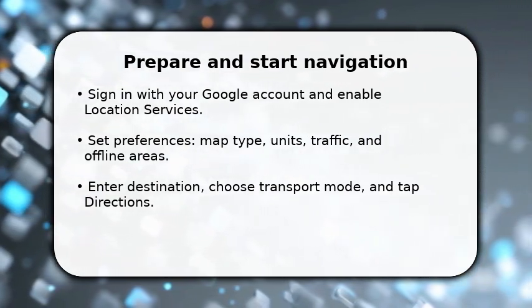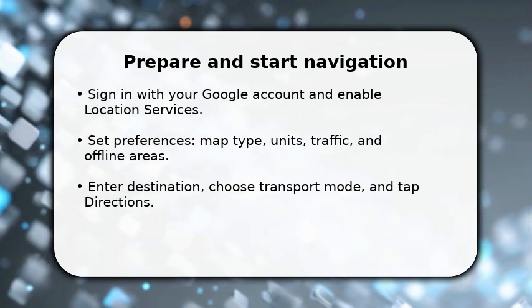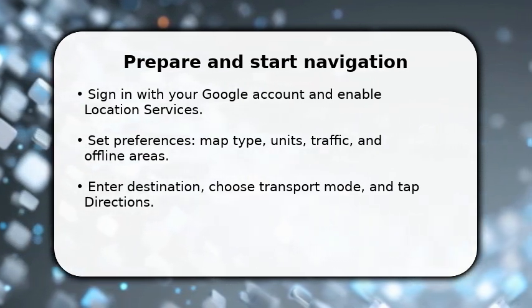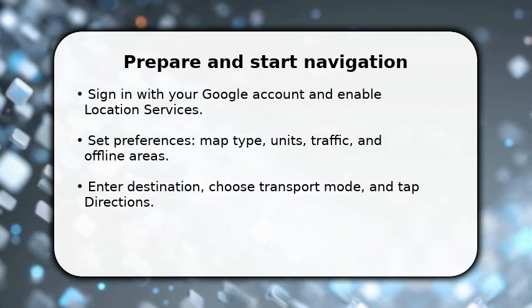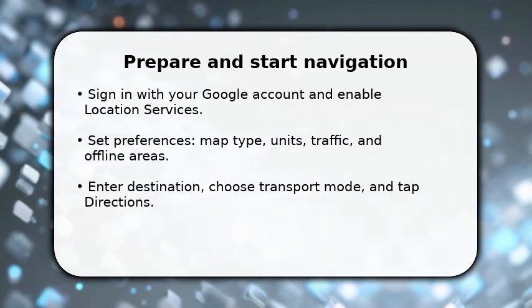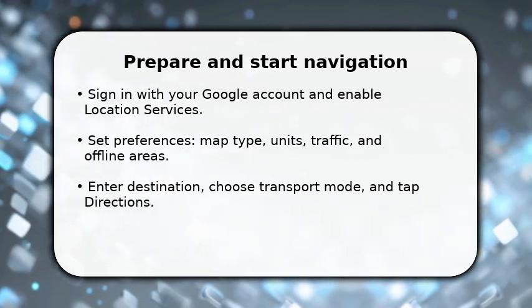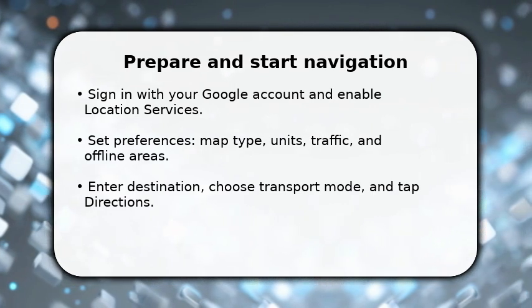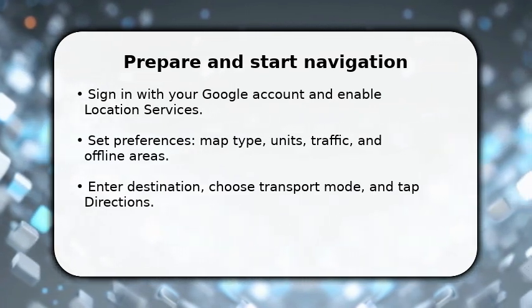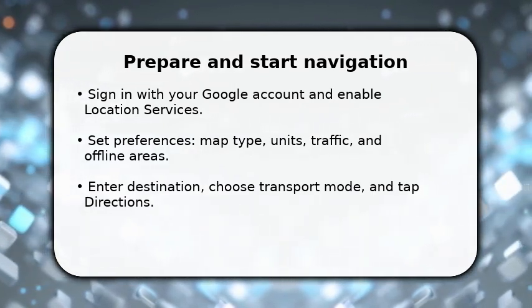This ensures accuracy. Once done, choose the transport mode, car, transit, walking, or bike, and glance at route options to compare time and distance. Make sure to select the departure or arrival time if relevant. Also download an offline area now for places with weak reception so navigation won't stop.